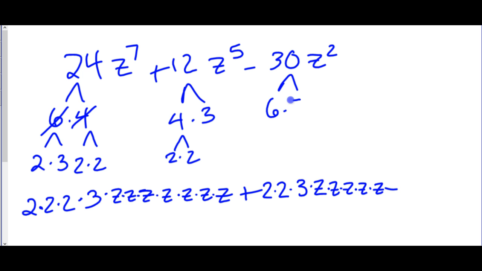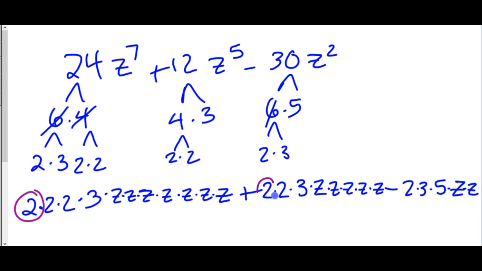30 broken down as 6 times 5. 6 is 2 times 3, 5 is already prime, so 2 times 3 times 5. Z squared would be z times z. So now we look for what they have in common again. All of them have 1, 2. But if we go to the second 2, the third one doesn't have another 2. So we only use 1, 2. Looks like they all have 1, 3 in common. And then it looks like they have 2 z's in common.